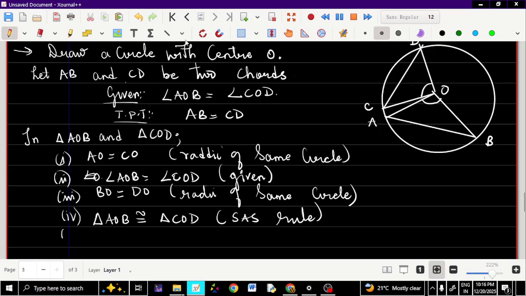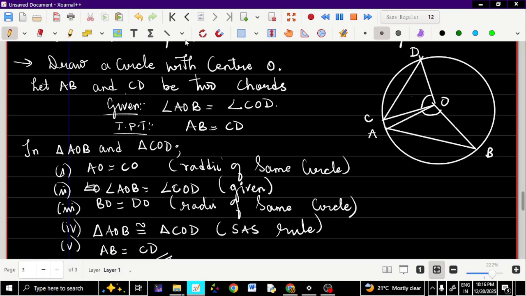Okay, and because they are congruent, the corresponding parts will also be equal. So AB is equal to CD, and therefore the chords are equal. So that's what you had to prove.